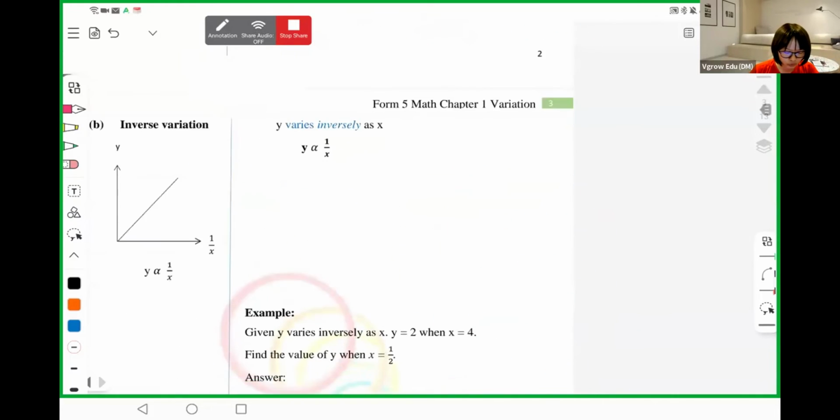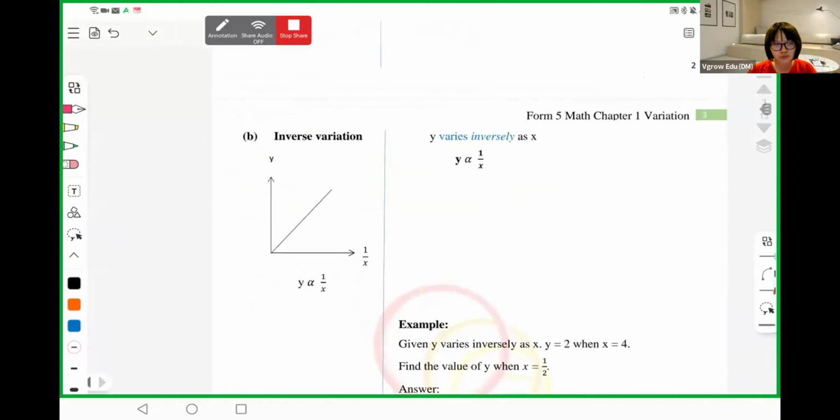Now we'll go to inverse variation. Inverse means reversed: one up, one down. In a simple way, one up, one down; one down, one up. We have two types of variation. The first one is direct, the second one is inverse. Inverse means reversed.